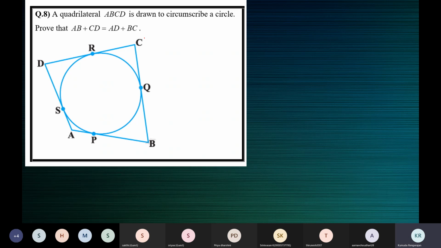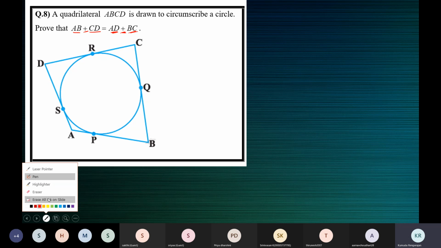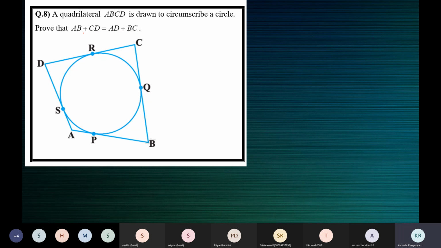See here, what are AB and CD? They are opposite sides. And what is this plus? Sum of the opposite sides. Again, AD and BC, how are they related? Opposite sides. Plus, sum of the opposite sides. So you must prove that the sum of the opposite sides are equal. So for a quadrilateral circumscribing a circle, the sum of the opposite sides are equal.